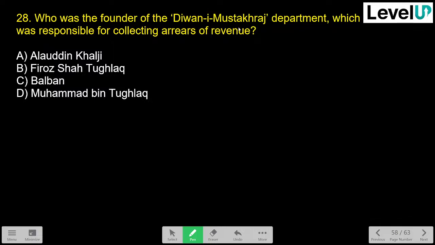Who was the founder of the Diwan-e-Mustakhraj department, which was responsible for collecting arrears of revenue? Arrears means recovering the unpaid land revenues, right? It was introduced by Firoz Shah Tughlaq. So the department used to recover unpaid land revenue.